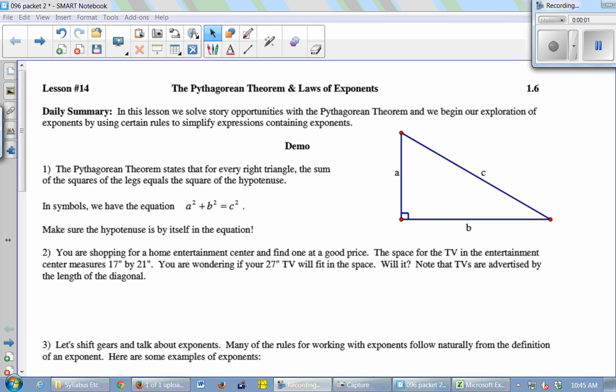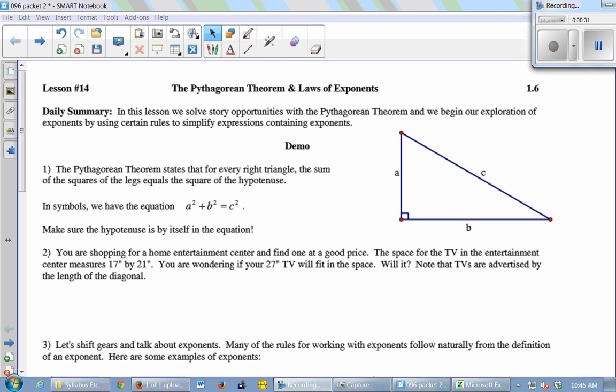So in this lesson, we're going to try to solve story opportunities, which is my positive spin on word problems. They're not word problems, they are story opportunities. Okay. So we're going to use the Pythagorean Theorem to be solving these things. And we're going to begin our exploration of exponents. So we're going to start talking about exponents today and rules of exponents, reviewing those things.